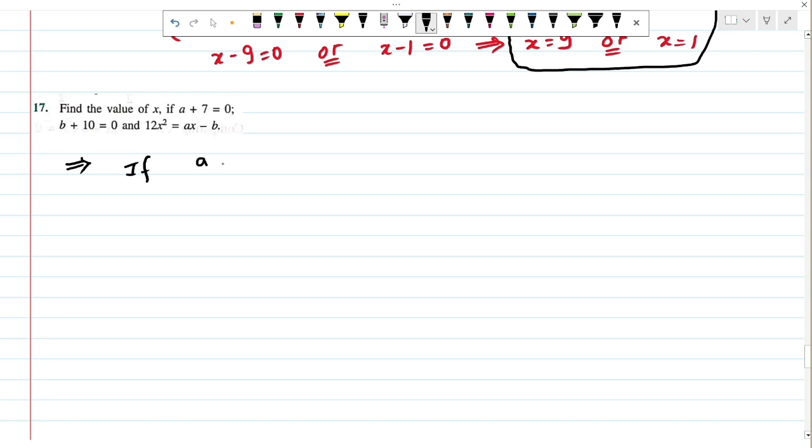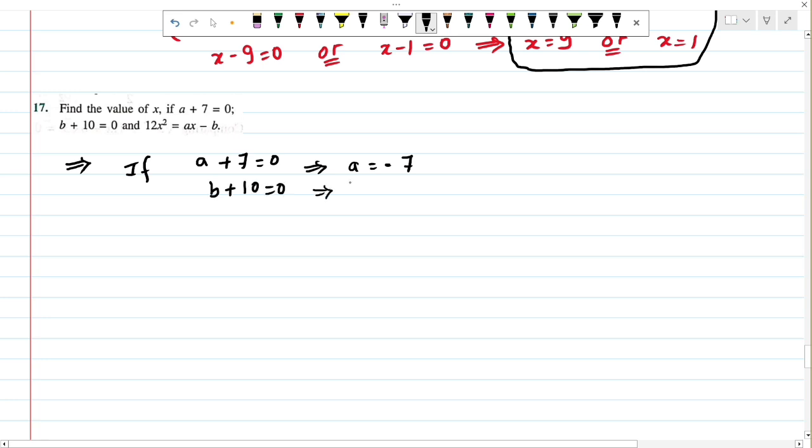So if a plus 7 is equal to 0, then what happens here? a is equal to minus 7. I'll write it as a is equal to minus 7, and b plus 10 equals 0, so I'll write it as b is equal to minus 10. Right. So I have got the a as well as b values. Now I'll substitute in the 12x square. So I'll substitute it in this equation, that is 12x square is equal to ax minus b.